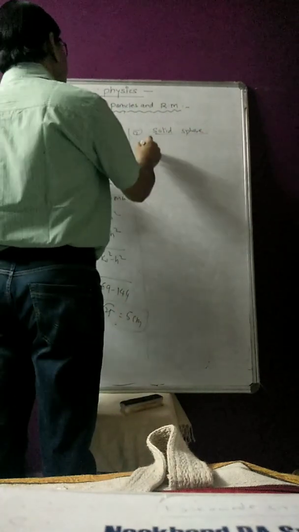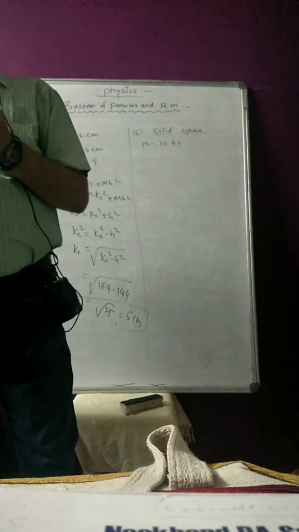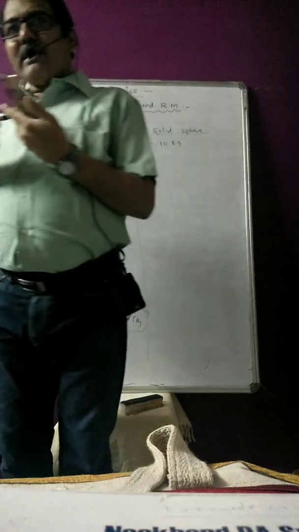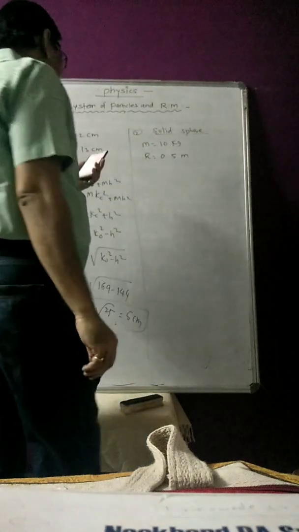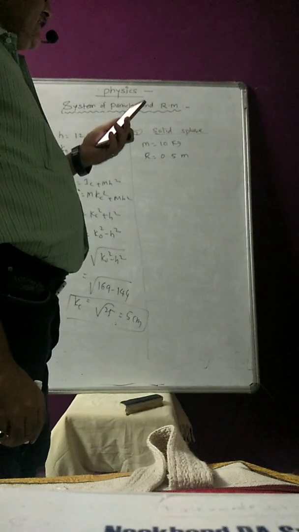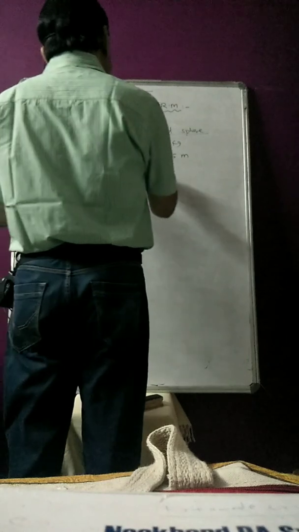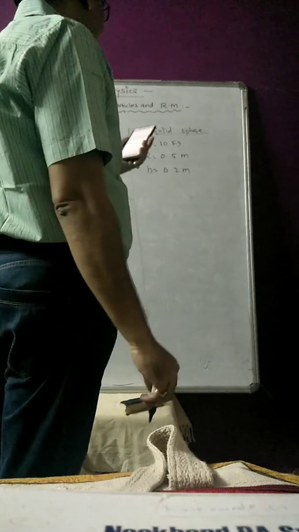Of a mass, he has given to you 10 kg. Solid sphere having mass 10 kg. Then radius is 0.5 meter, means R is equal to 0.5 meter. Rotating about an axis passing through a point at a distance 0.2, means he has given to you H is equal to 0.2 meter from the center of the sphere.